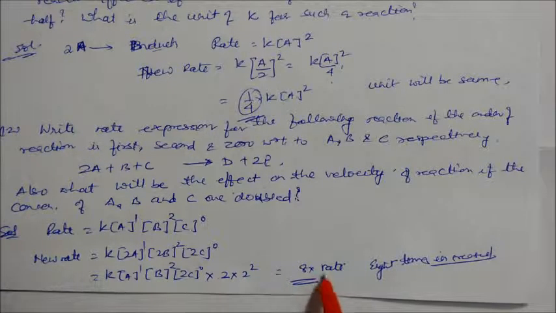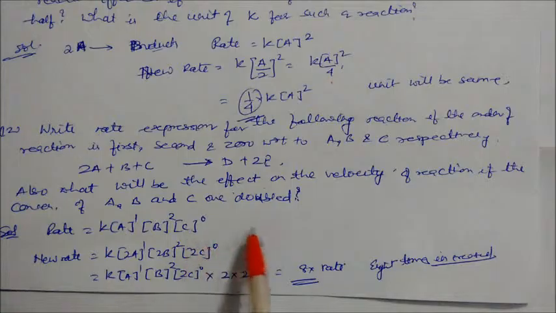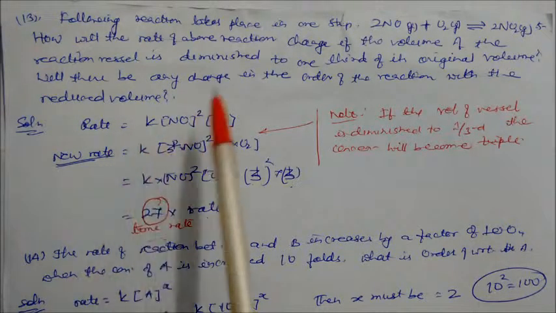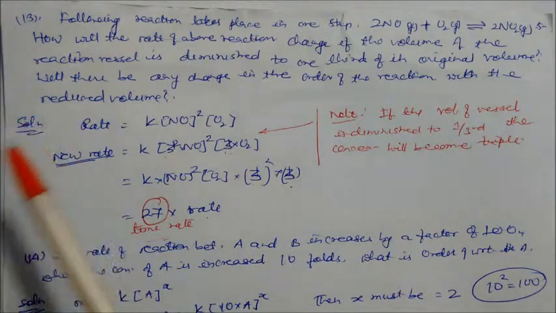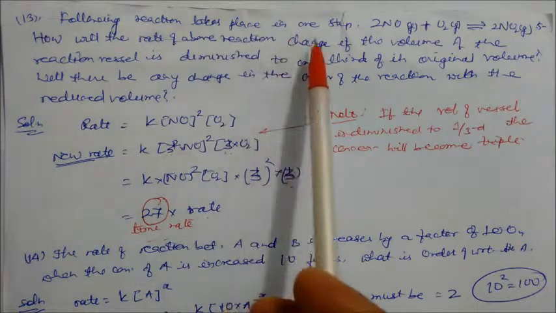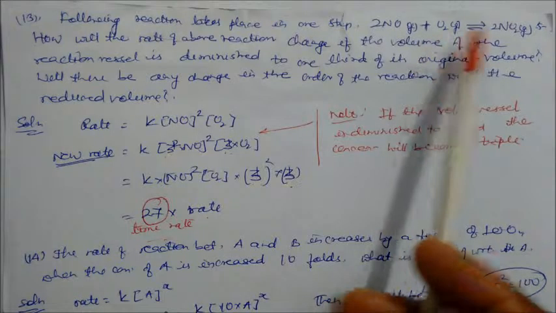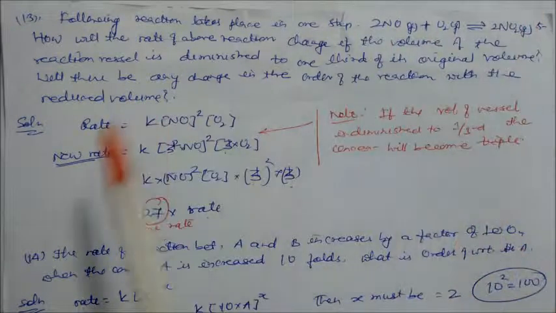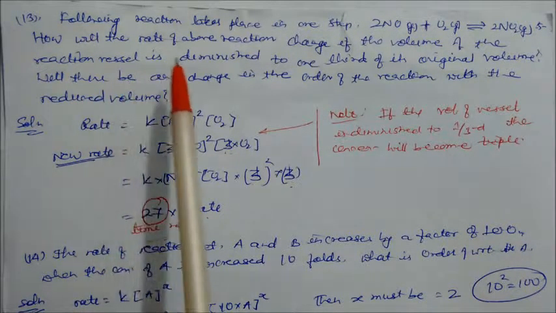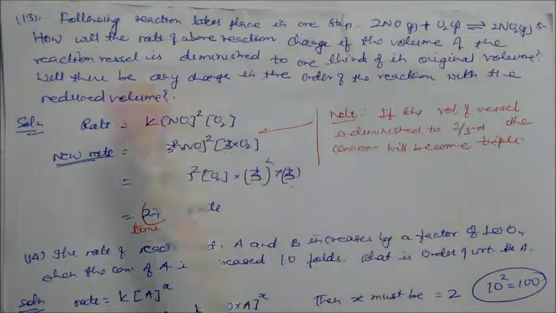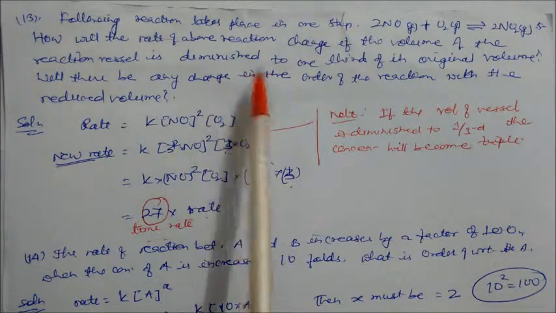Let us see the next numerical. The following reaction takes place in one step: 2NO in gas form reacts with O2 to give 2NO2 in gas form. How will the rate of the above reaction change if the volume of the reaction vessel is diminished to 1/3? So the volume of the reaction vessel is decreasing to 1/3 of its original volume. Will there be any change in the order of the reaction with the reduced volume? Let us see. This is the rate law expression, k NO whole square O2.